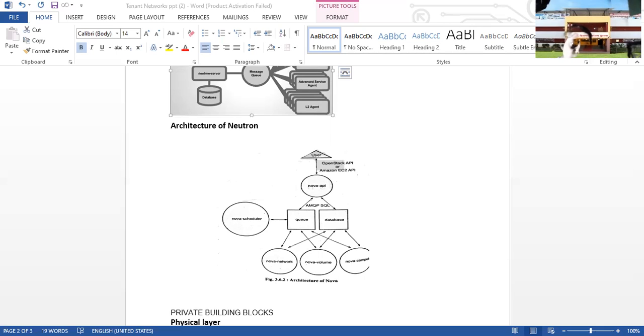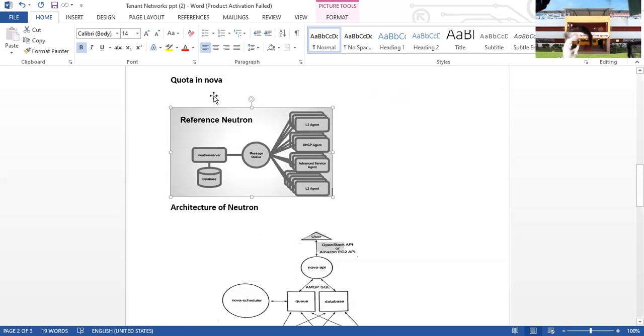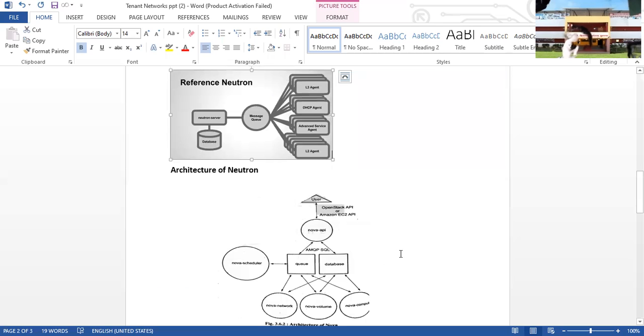So that is the explanation of the architecture here. This is what we have discussed. Next, let's discuss this architecture.